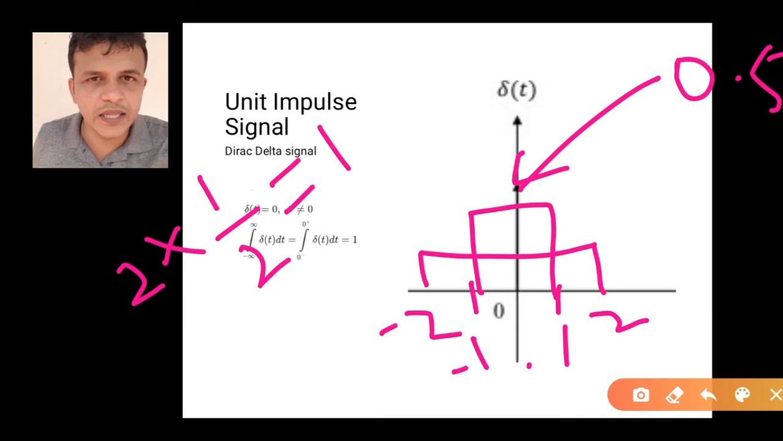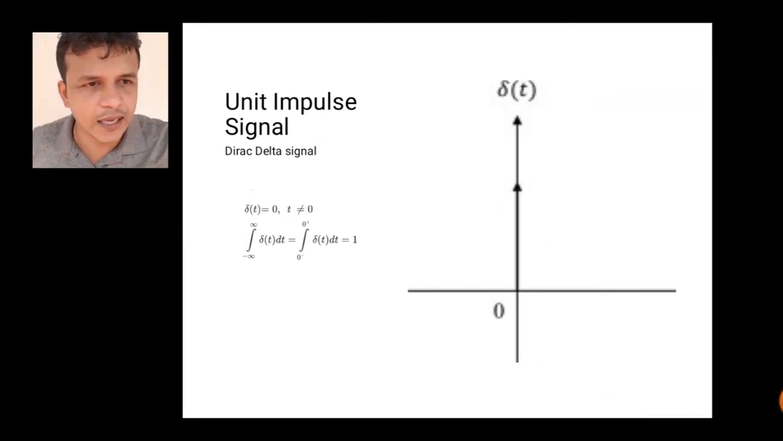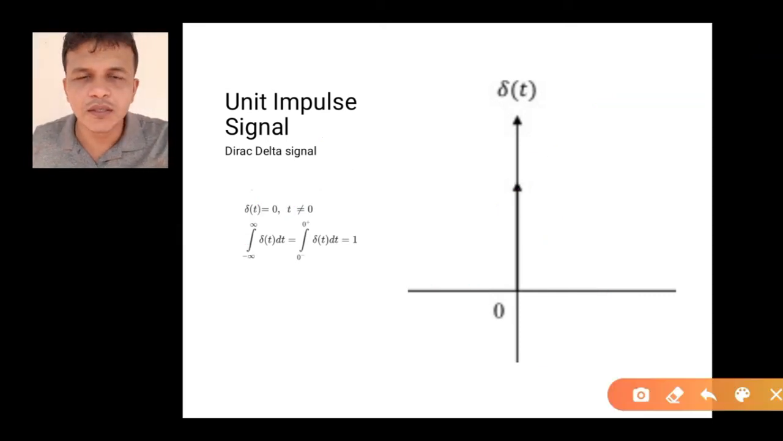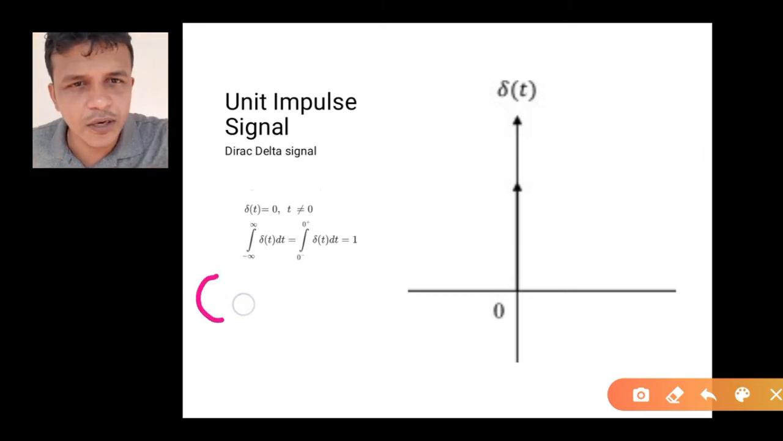Okay, so what should be the length? Length is 0 minus to 0 plus. So let us understand that the length is 0 minus to 0 plus. Let us think logically. So let it be 0.